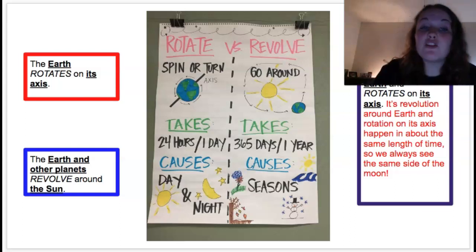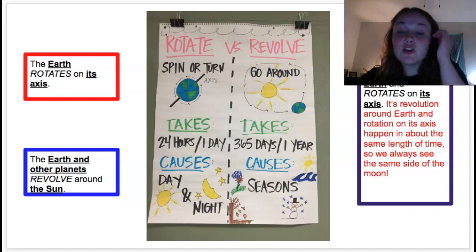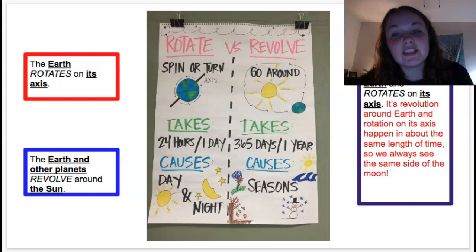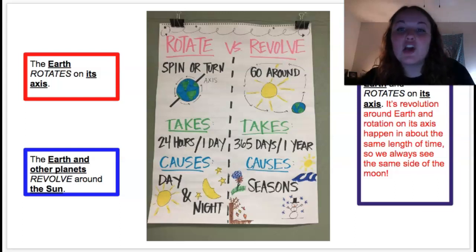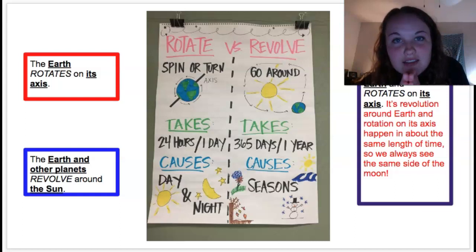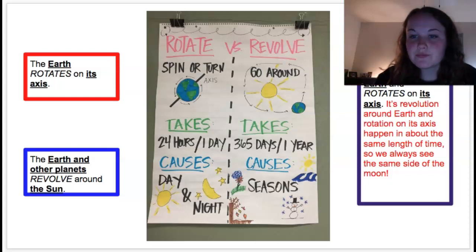The Earth and other planets revolve around the sun. For Earth to go the whole way around the sun, it takes 365 days or a year, and that's what causes our seasons. When we're super close to the sun in the northern hemisphere, that's when we have our summer. When we're super far away from the sun, that's when we have our winter.